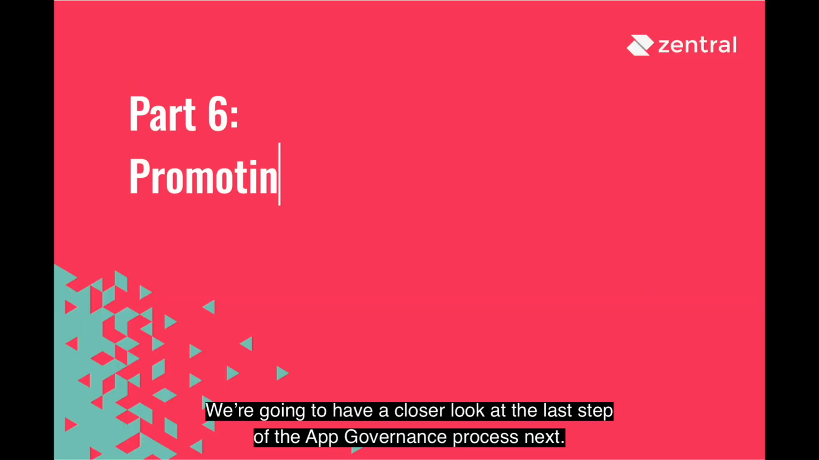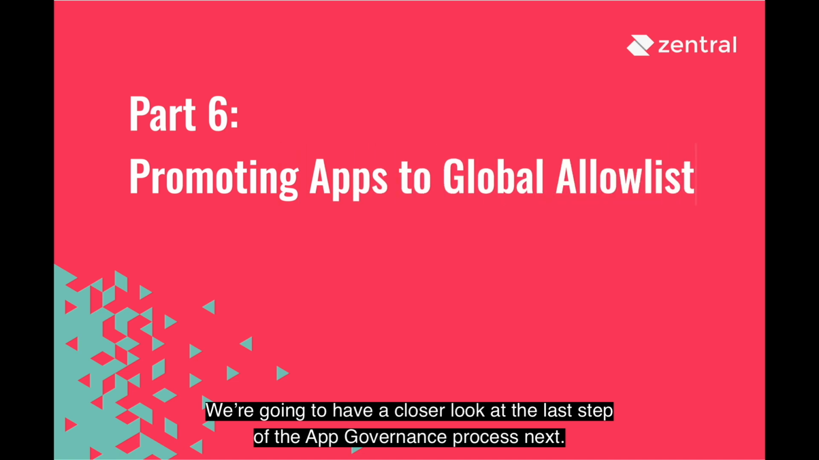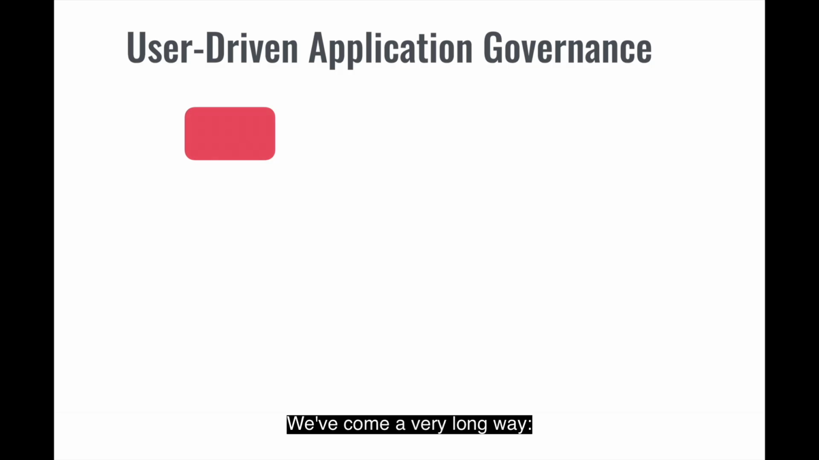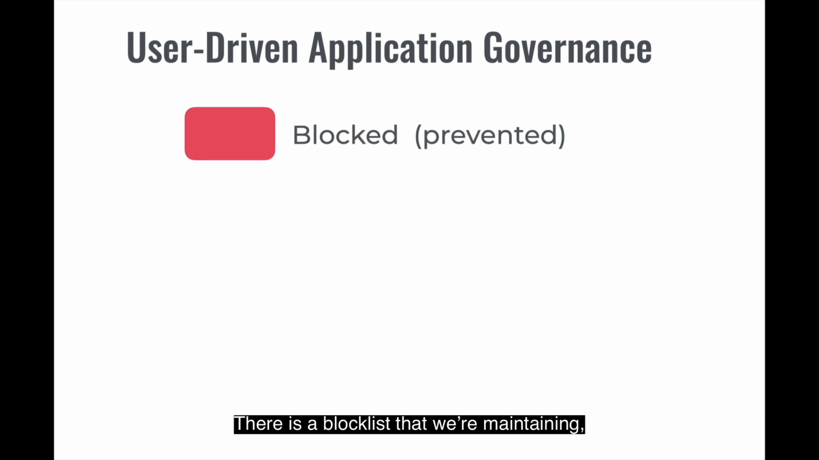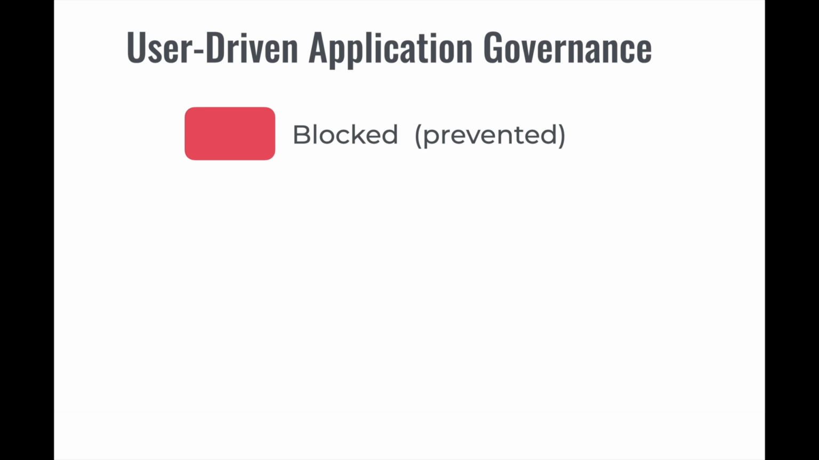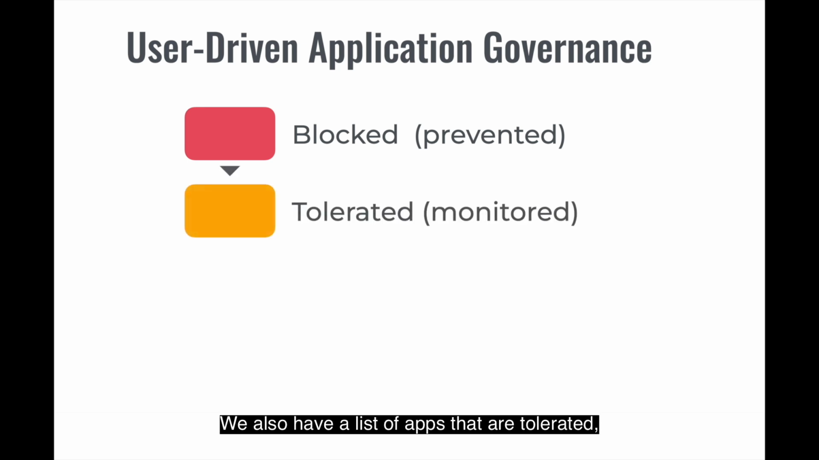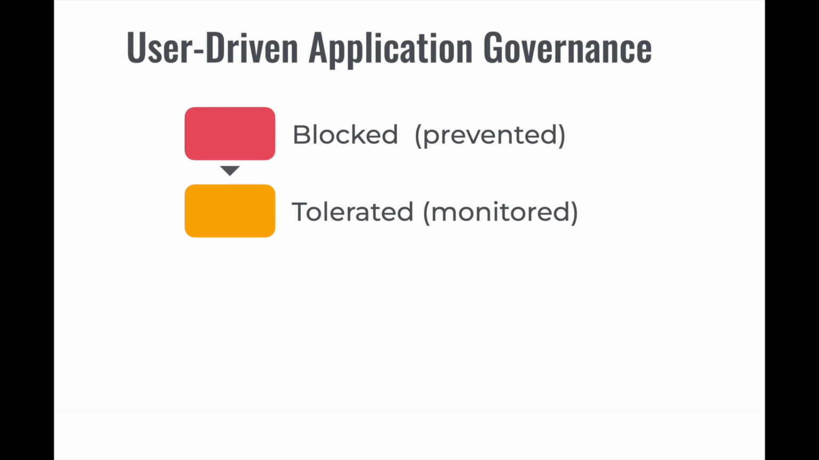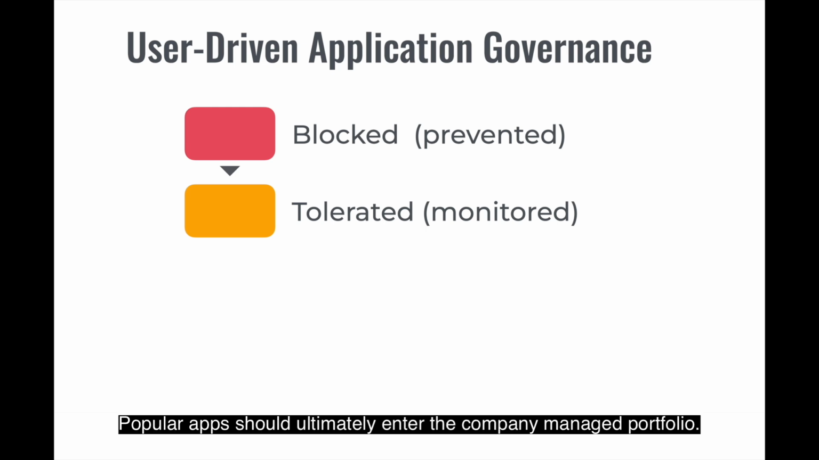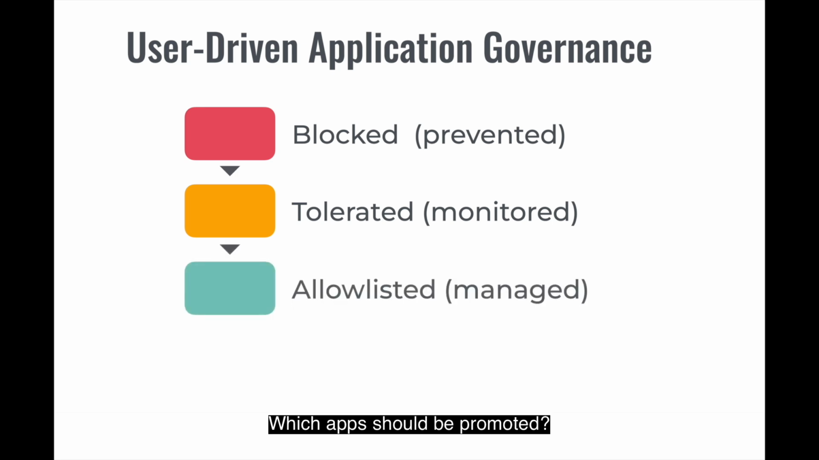We are going to have a closer look at the last step of the app governance process next. We've come a very long way. There's a block list that we're maintaining with signposting that guides users to company-accepted alternatives where possible. We also have a list of apps that are tolerated along with user-bound permissions for them. This is great, but we shouldn't keep apps in this state forever. Popular apps should ultimately enter the company-managed portfolio. Which apps should be promoted?